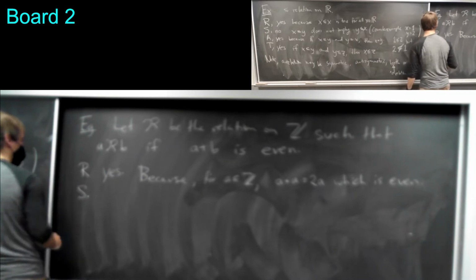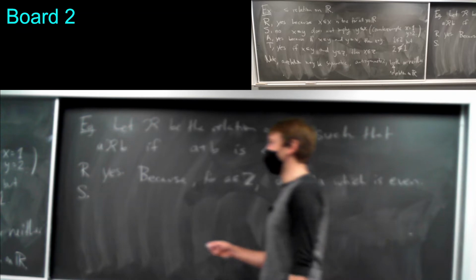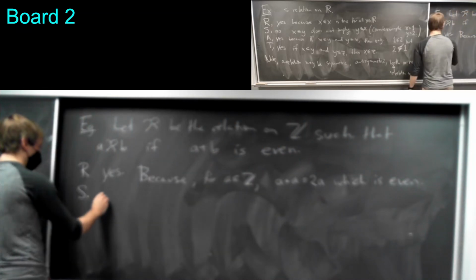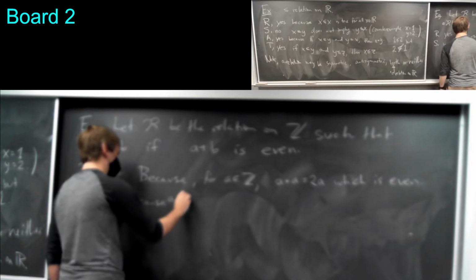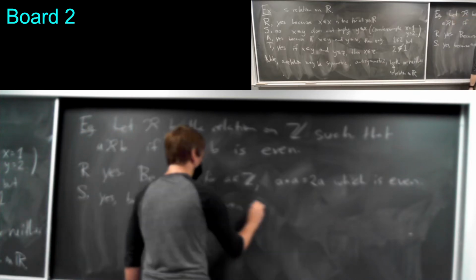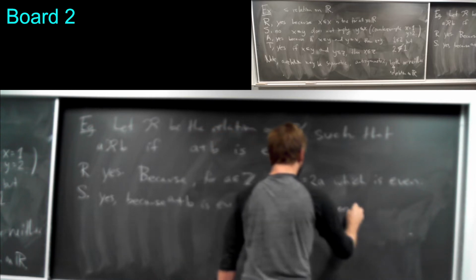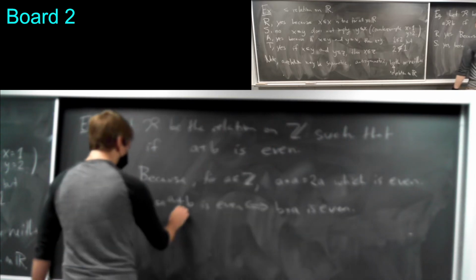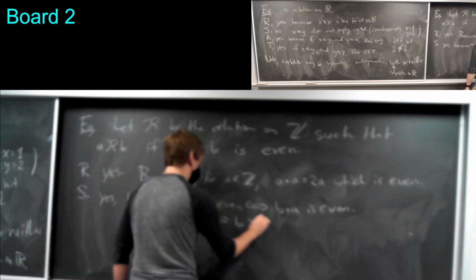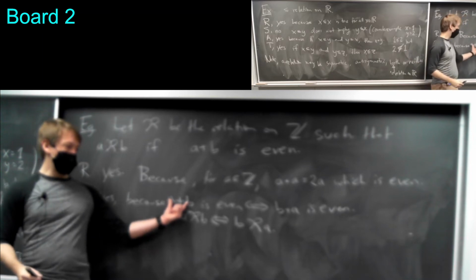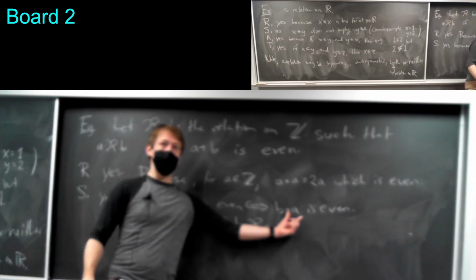Symmetric. Any thoughts about that? Yes, definitely symmetric, because a plus b is even if and only if b plus a is even. In other words, a is related to b if and only if b is related to a, right? A plus b being even means the same thing as a related to b, and this means the same thing as b related to a.